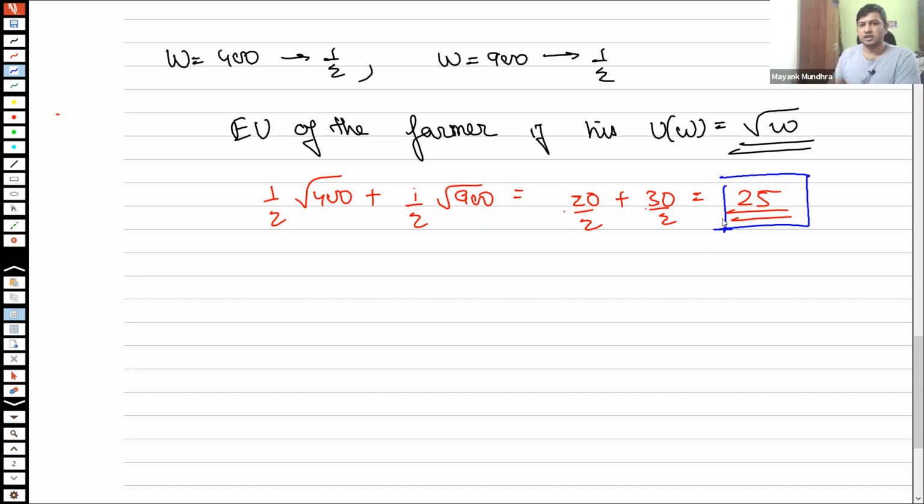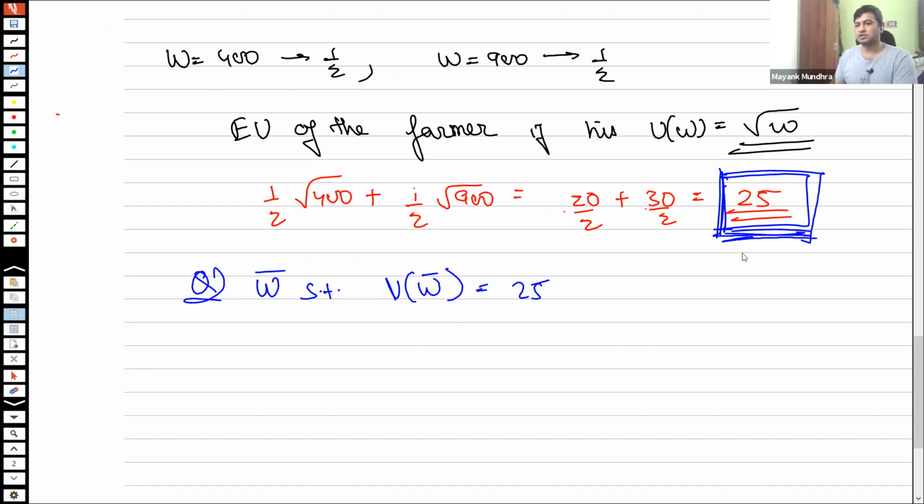So suppose instead he got a certain fixed wage W. What amount of certain wage W can ensure that he gets this utility of 25? A wage W bar such that the utility from W bar equals 25. No uncertainty, a fixed wage, you get the same wage at the end of the month. So what fixed wage can ensure a utility level of 25? So 625, 25 squared. Yeah, very good.